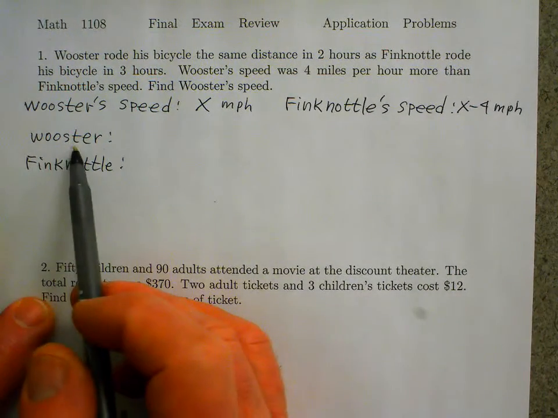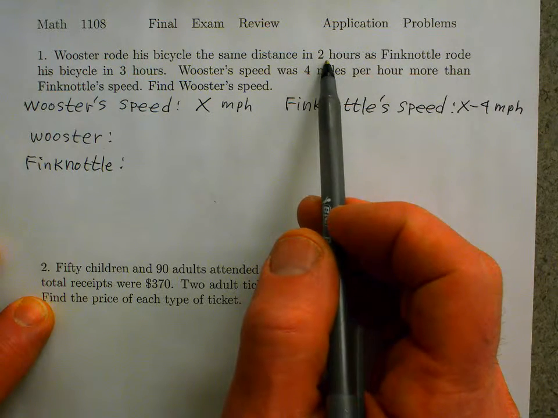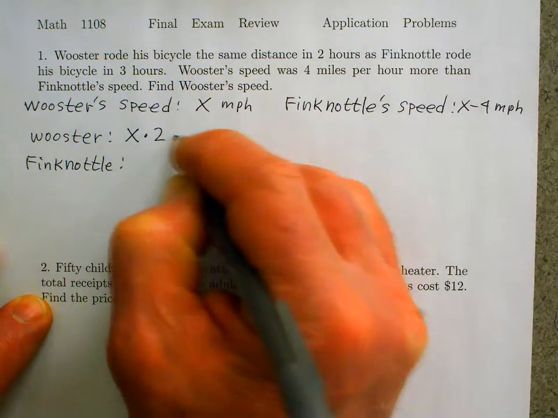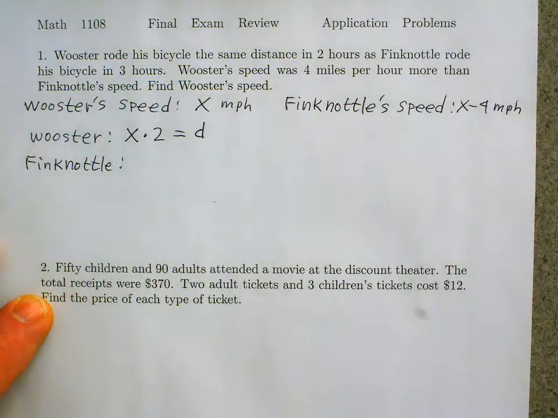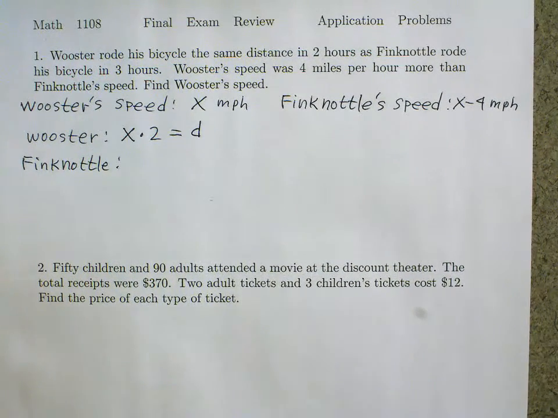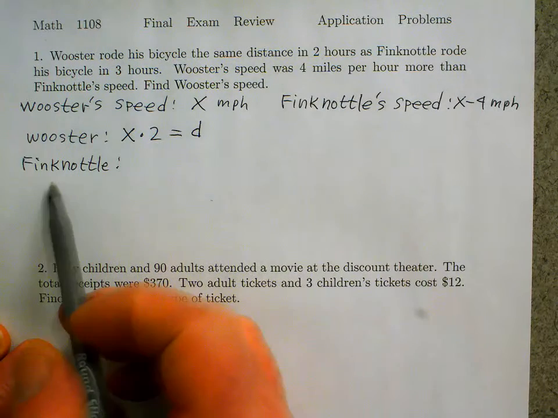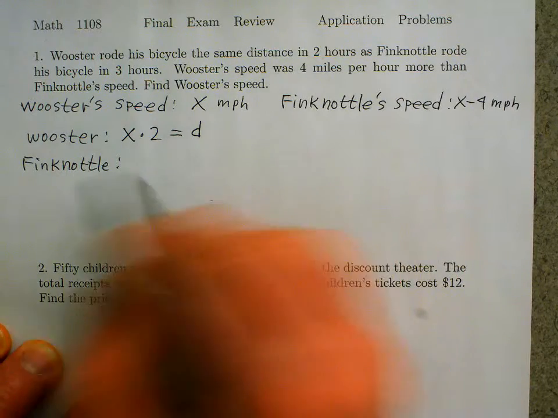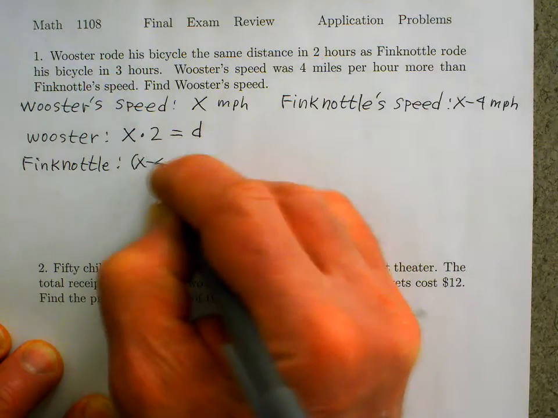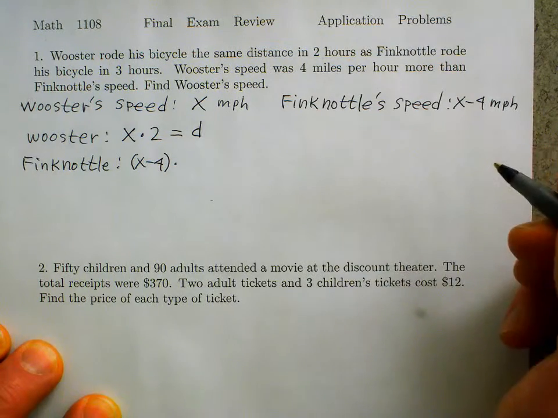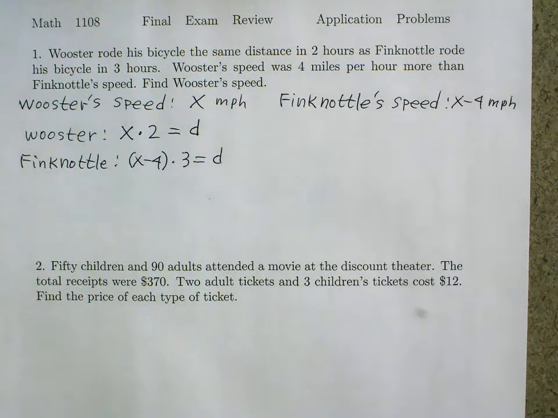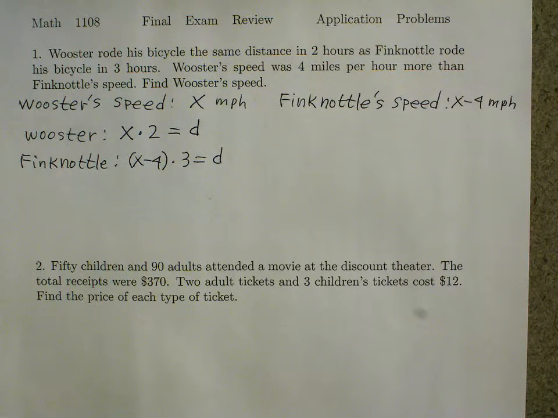Okay, so for Wooster, the amount of time that he rode his bicycle was 2 hours. So rate times time equals the distance. We're not told what the distance is, but we are told that they each rode the same distance. Finknottle in 3 hours rode the same distance. So for Finknottle, his rate is x minus 4 miles per hour, and in 3 hours, he rode the same distance, d. Okay, we want to know what x is, so we need an equation whose only variable is x.